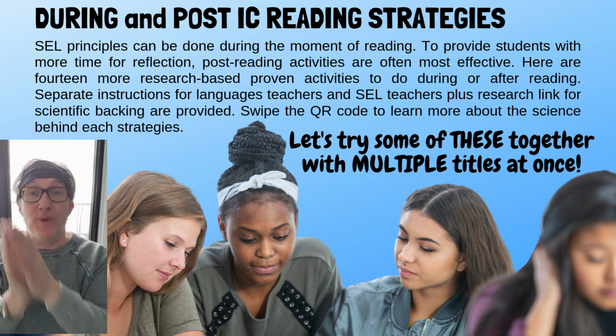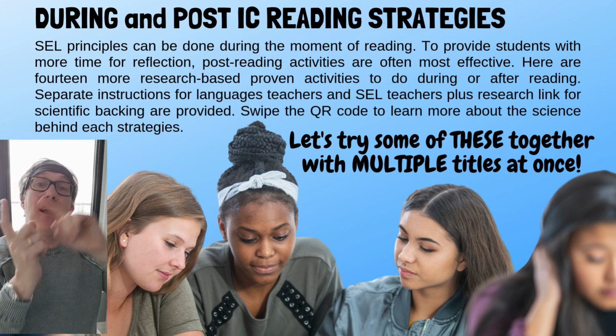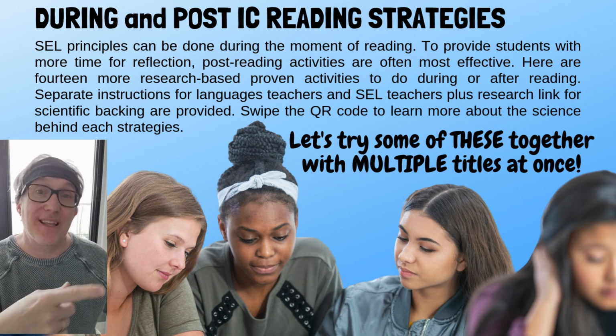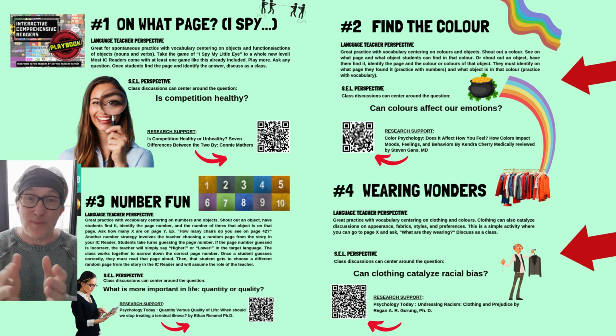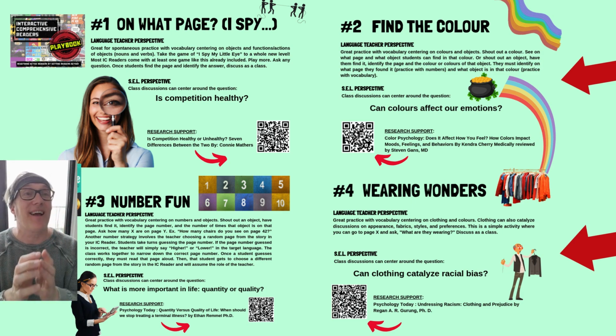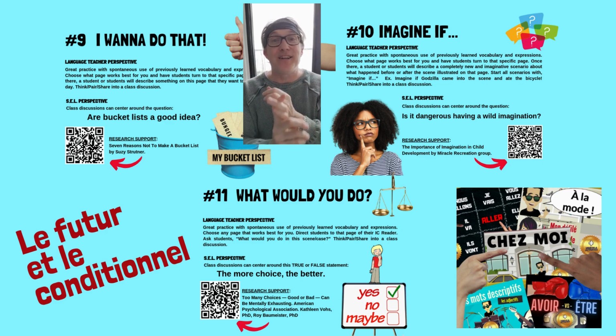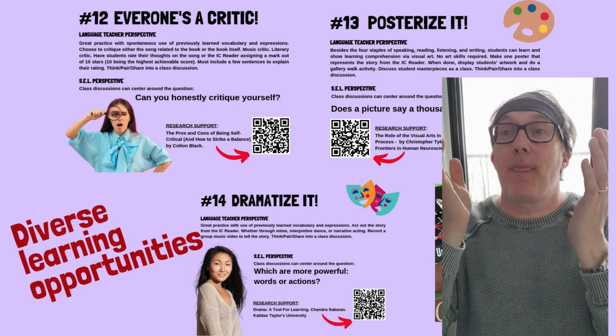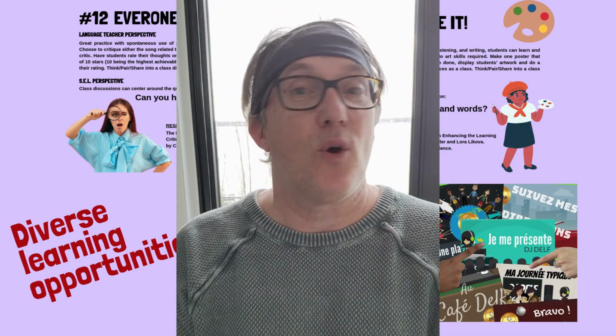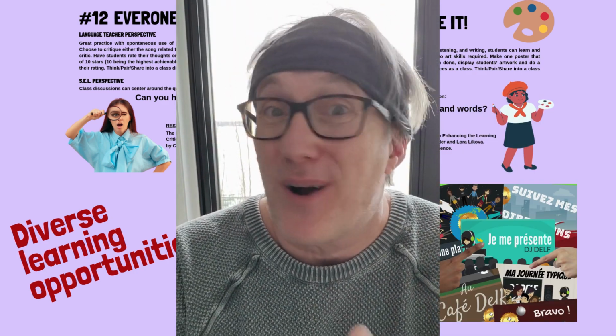Now, those are 15 reading strategies, but we're going to give you 14 during and after reading strategies as well. Check these out. There's On What Page, which is basically an I Spy game. There's Find the Color. There is Number Fun. There's Wearing Wonders as well. Where to Buy, Opposites, Emotion Ocean, I've Done That. All these things are going to lead your students deeper into the text that you have been reading and rereading. There's I Want to Do That, Imagine If, and What Would You Do? Finally, there's Everyone's a Critic, Posterize, and Dramatize It. So we get our students active with the reading. That's part of the interactive part.